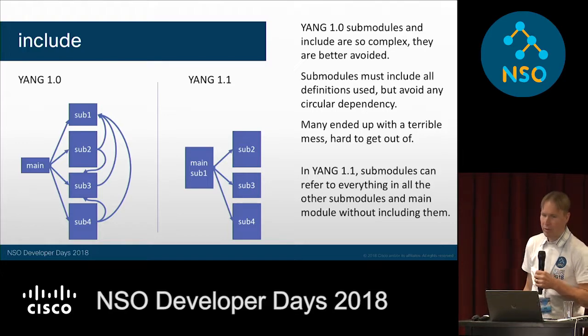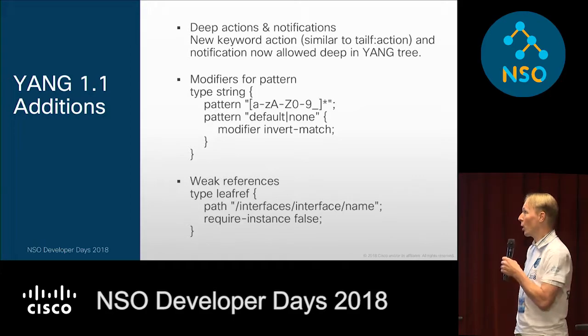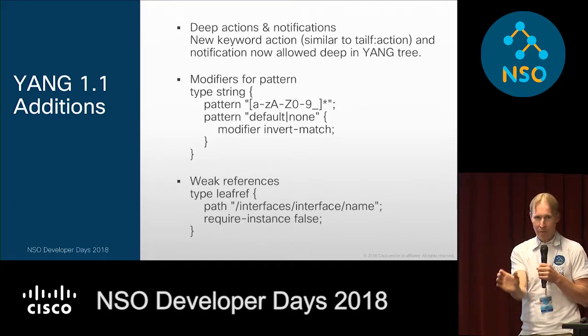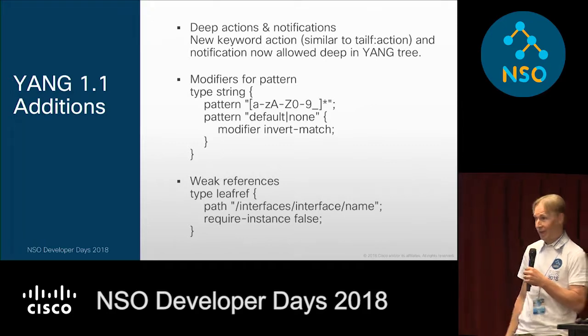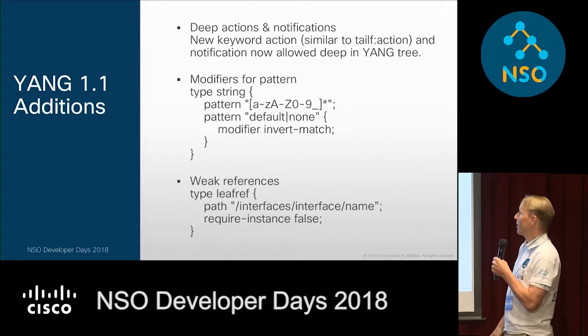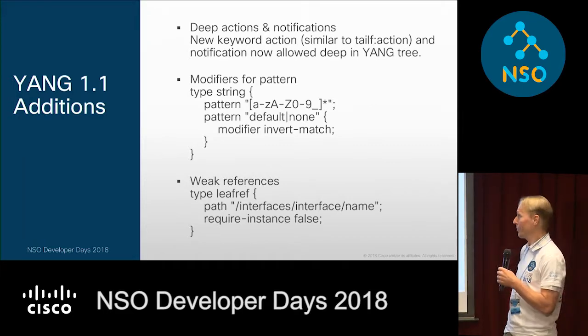Then we have some additions. I'll go through a list here, just to give you some highlights of why you would want to use Yang 1.1. You can put actions and notifications not only on the top level of the module now, but inside some other object, maybe on the interfaces or whatever you have, somewhere deep down in the structure where it makes sense. When you do that for actions, it's similar to the tail-f action. Actually, we suggested this for the 1.1.